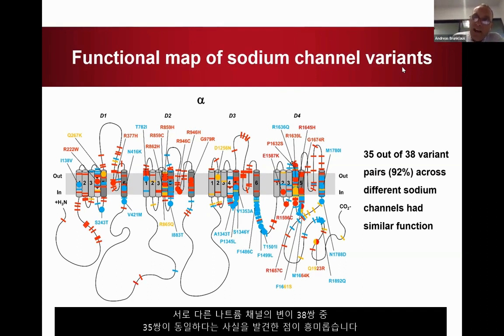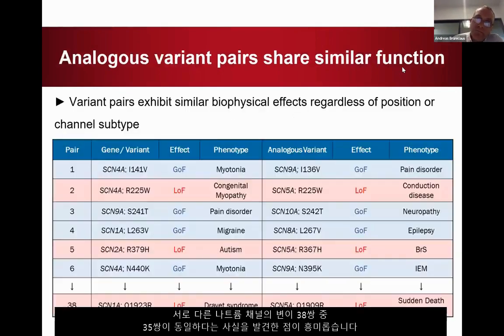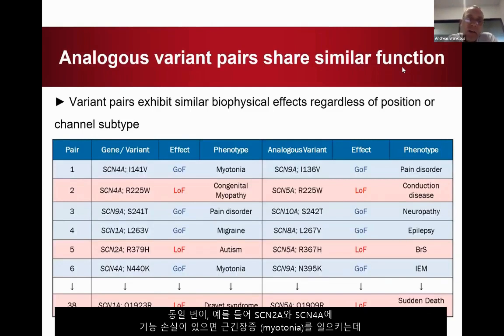38 variant pairs, meaning across different sodium channels, that are identical. And what we found is that if you have the identical variant, for example in the second row, SCN4A, you've got a loss of function, which gives you a myotonia.